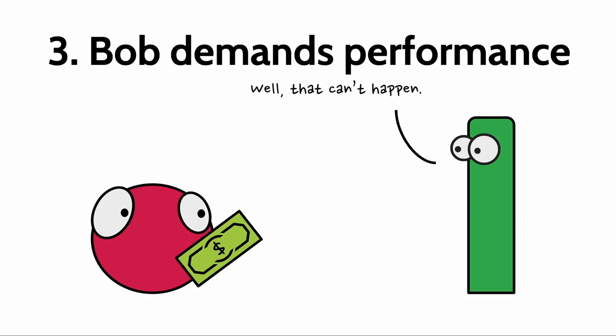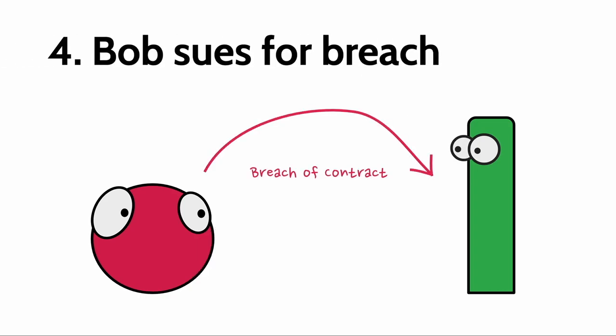Well, that can't happen. So there, Bob is being a jerk, right? He's like, "I don't care that you lost your house and your car and everything you own. I want the Ford Bronco. You said you would provide it. You're not, so I'm suing you for breach."